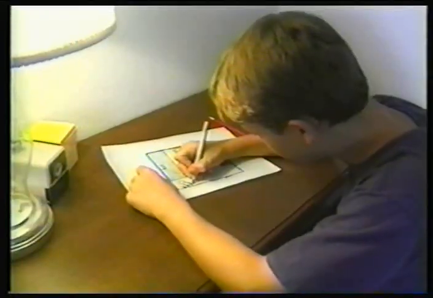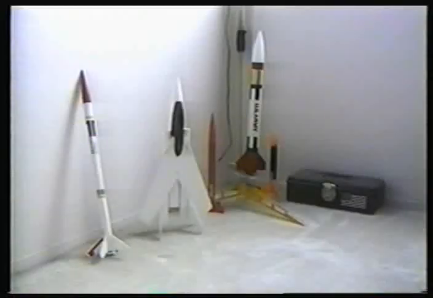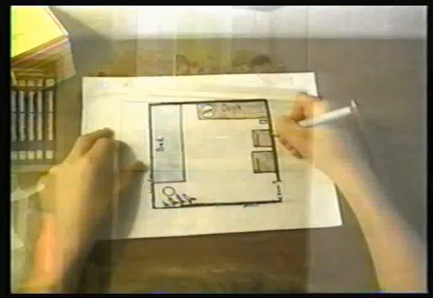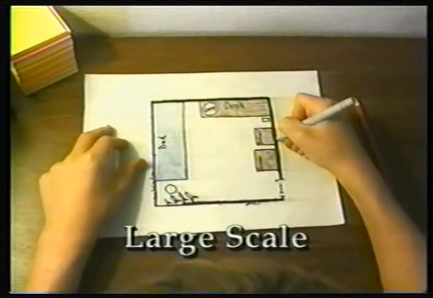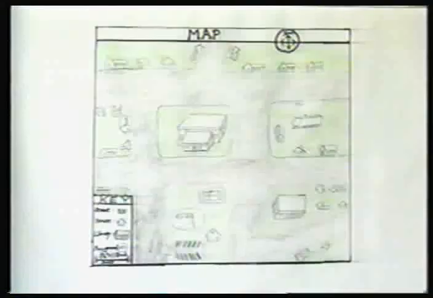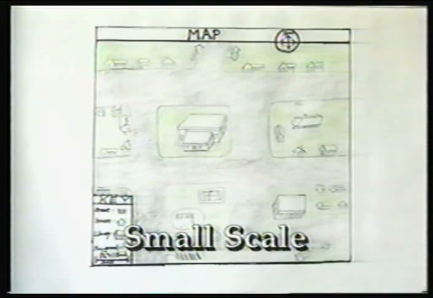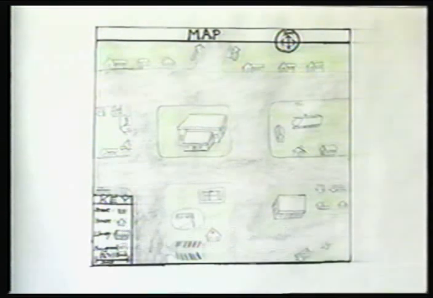If you drew a map of your room, it would probably have large scale. We would be able to see your bed and toys and dresser. But if you drew a map of your whole neighborhood, it would probably be small scale. In order to fit your whole neighborhood on one piece of paper, you would have to make the houses very small and not put on much detail.